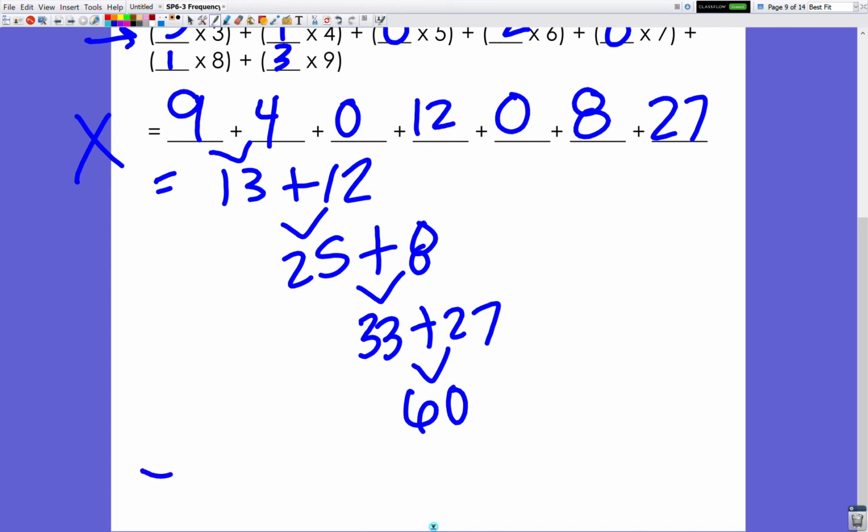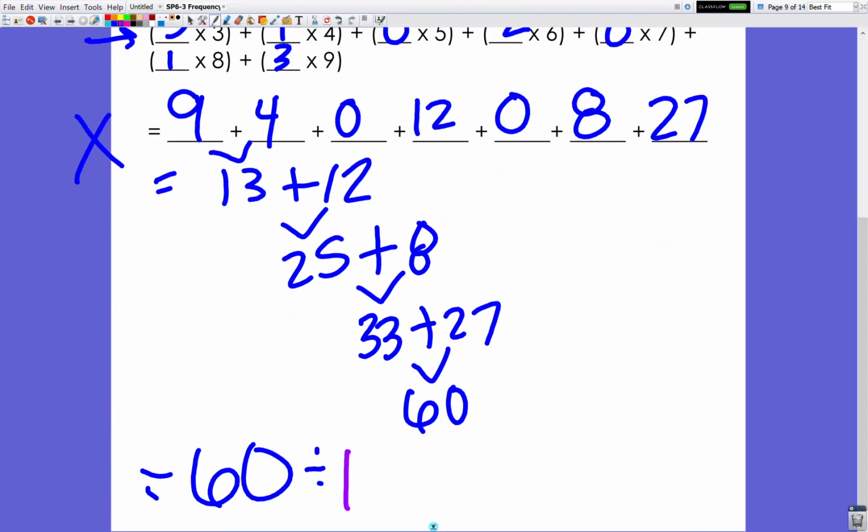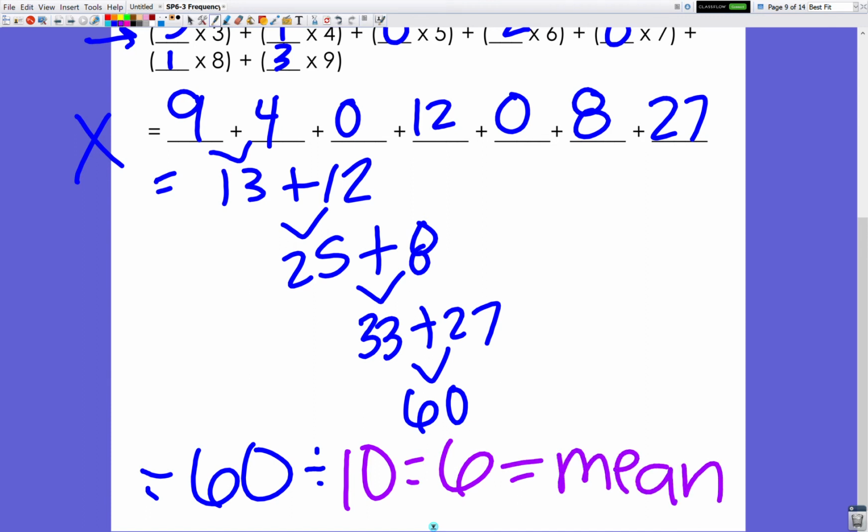Now that's just the first step of the mean. We know we have to take this total and then divide it by the number in our data set. So I'll scroll back up and we'll count the number inside our data set, which is 1, 2, 3, 4, 5, 6, 7, 8, 9, 10 data points. So I'll divide it by 10, and 6 is our mean.